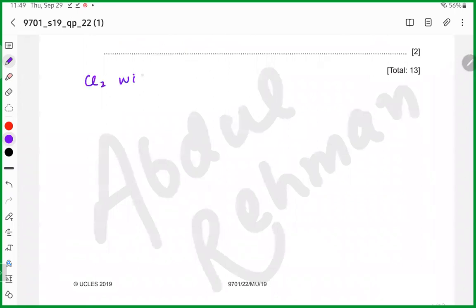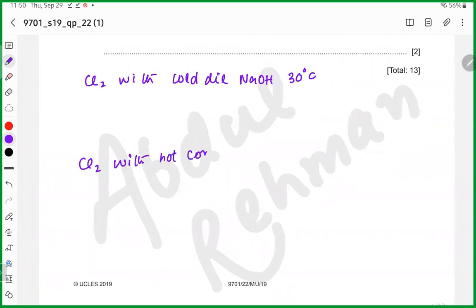क्लोरीन विथ कोल्ड dilute NaOH and then chlorine with, अच्छा, ये ऊपर वाला रिएक्शन 15 to 30 डिग्री सेल्सियस पे होगा, और क्लोरीन विद हॉट कॉन्सेंट्रेटेड NaOH जो कि अराउंड 70 डिग्री सेल्सियस पे होगा। तो यहाँ पे हम बेसिकली क्लोरीन को रिएक्ट करवा रहे हैं किससे?